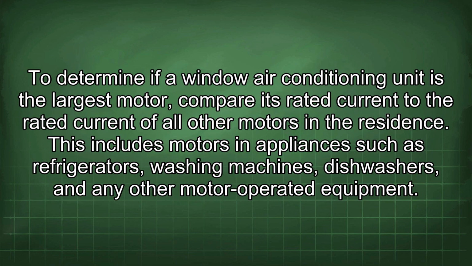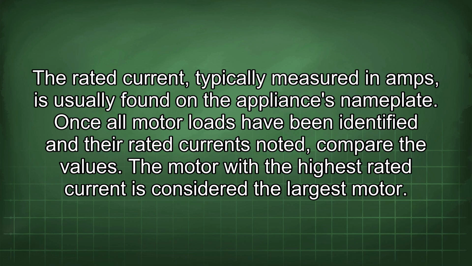To determine if a window air conditioning unit is the largest motor, compare its rated current to the rated current of all other motors in the residence. This includes motors and appliances such as refrigerators, washing machines, dishwashers, and any other motor-operated equipment. The rated current, typically measured in amps, is usually found on the appliance's nameplate.